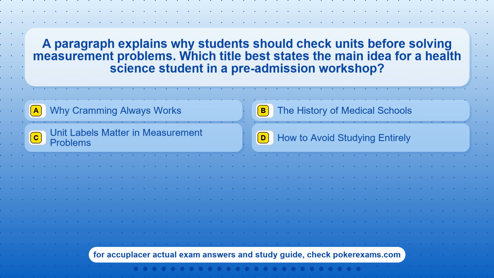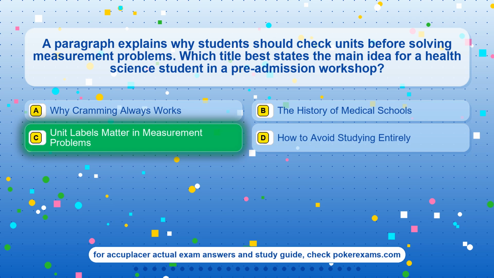Question 10. A paragraph explains why students should check units before solving measurement problems. Which title best states the main idea for a health science student in a pre-admission workshop? Option A. Why cramming always works. Option B. The history of medical schools. Option C. Unit labels matter in measurement problems. Option D. How to avoid studying entirely.